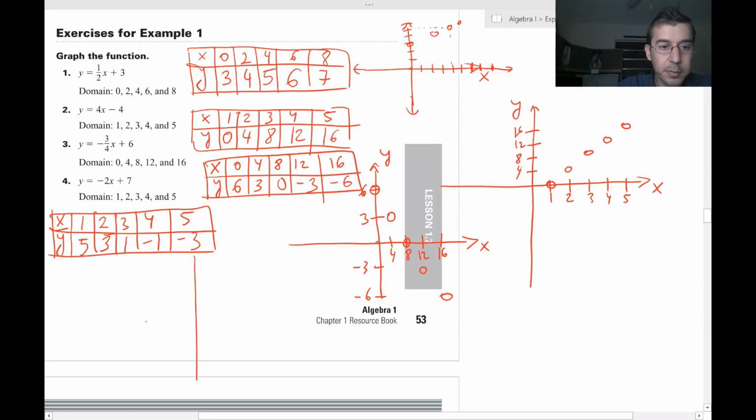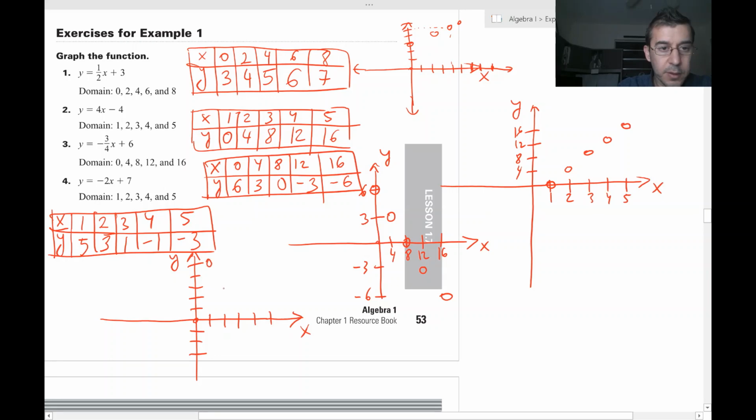And let's plot that. X and y. So for x, we have 1 to 5. For y, we have, let's do 5. 1, 2, 3, 4, 5. So the first point is 1 and 5.